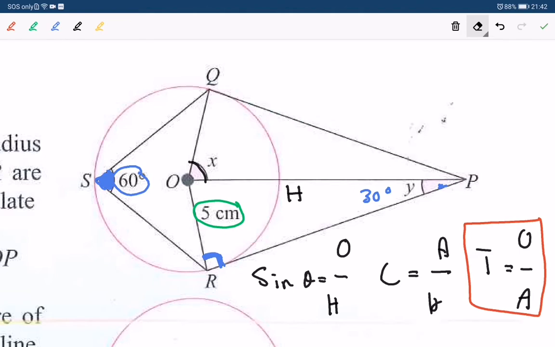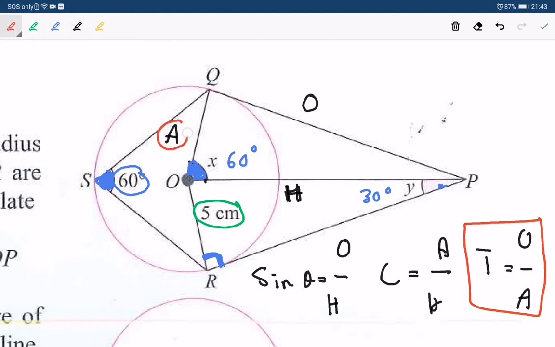So, how if I want to use this angle? Because we know x already. We know the value of x is 60. Okay. How if we want to use this one? So, let's identify the positions. Here, yes, still the same is hypotenuse. Where is the opposite? Opposite is here. Adjacent is here. Okay. Which one we want to use?